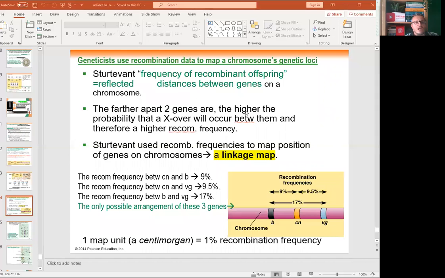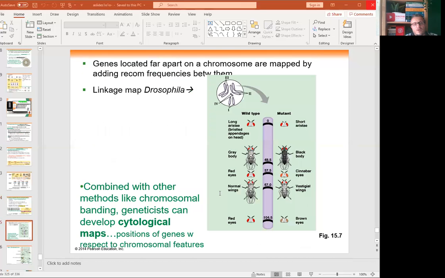A student in Dr. Morgan's lab came up with the idea that the frequency of recombinant offspring reflects the distance between genes. That opened up the whole idea of linkage maps, and now you can see an example of a linkage map. Again, 1% recombination frequency is now called 1 map unit, also a centimorgan. Now we can make maps like this. You see here a fruit fly chromosome map with all these different genes in specific locations.